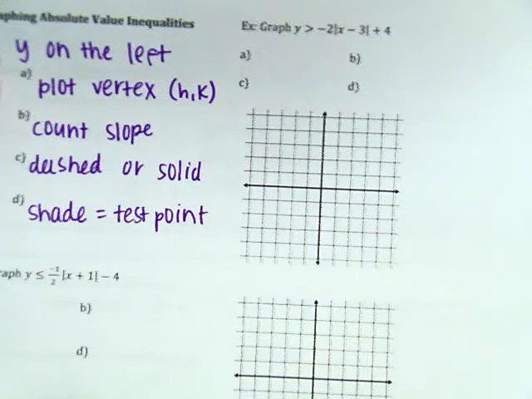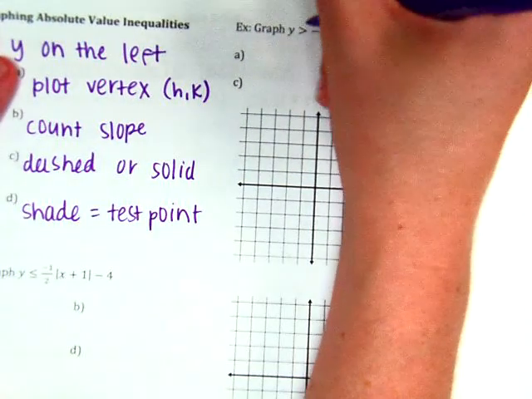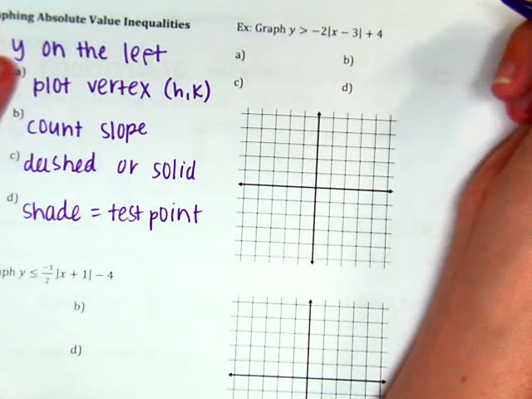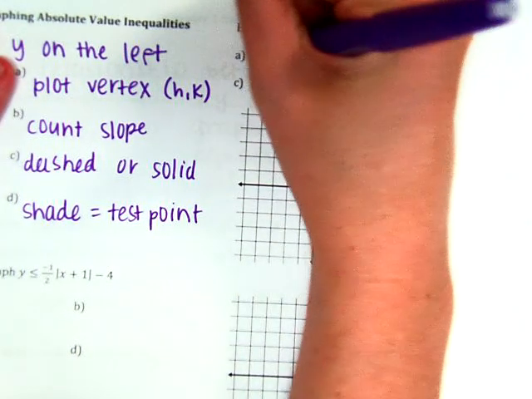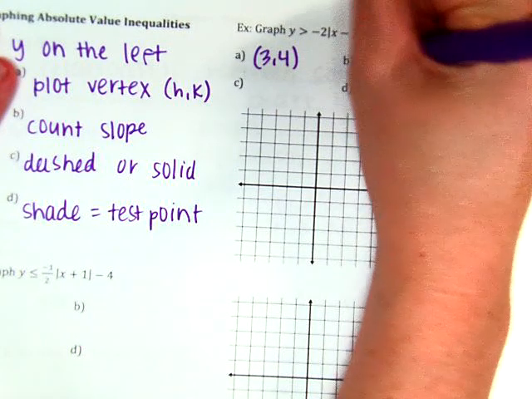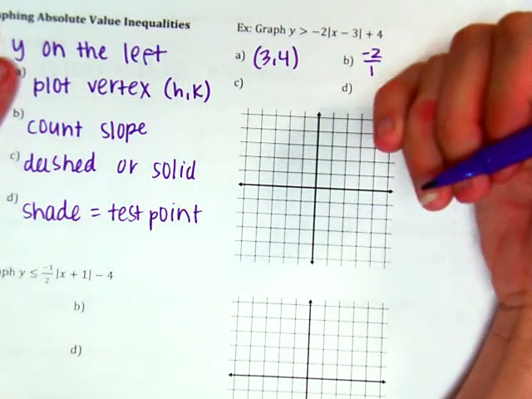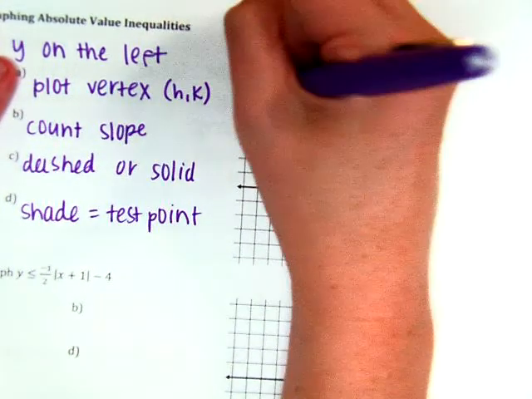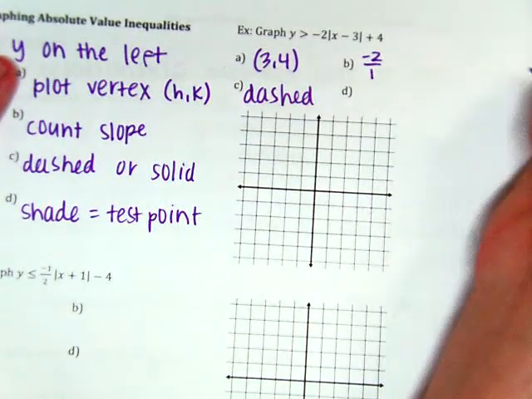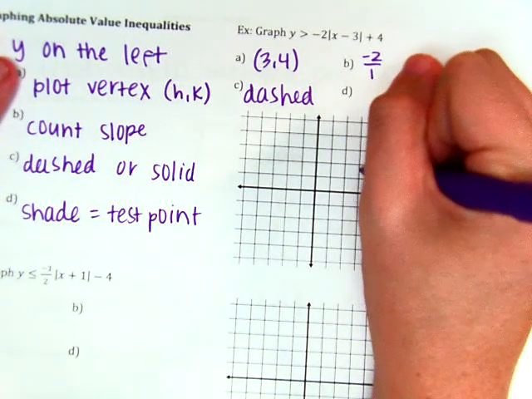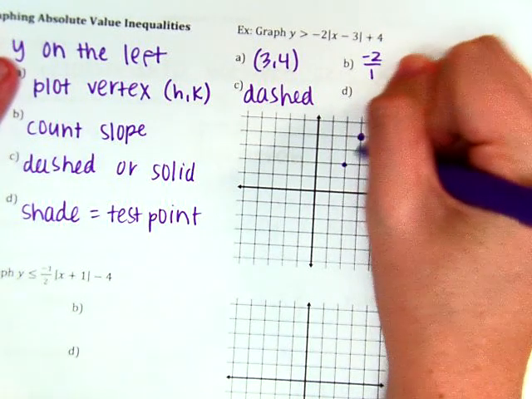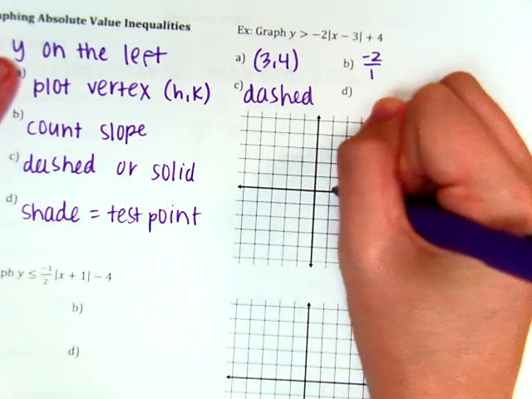So let's look over here. Y greater than -2, absolute value, x minus 3 plus 4. So my vertex is 3, 4. My slope is -2 over 1, so I'm going to be flipped. I have a dashed line, and then we'll come back to the test point. So we got 1, 2, 3, 1, 2, 3, 4, down 2 over 1, dashed line.